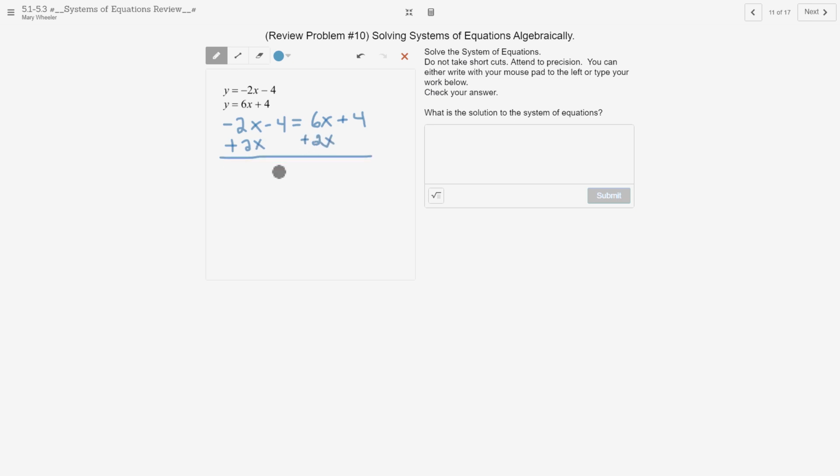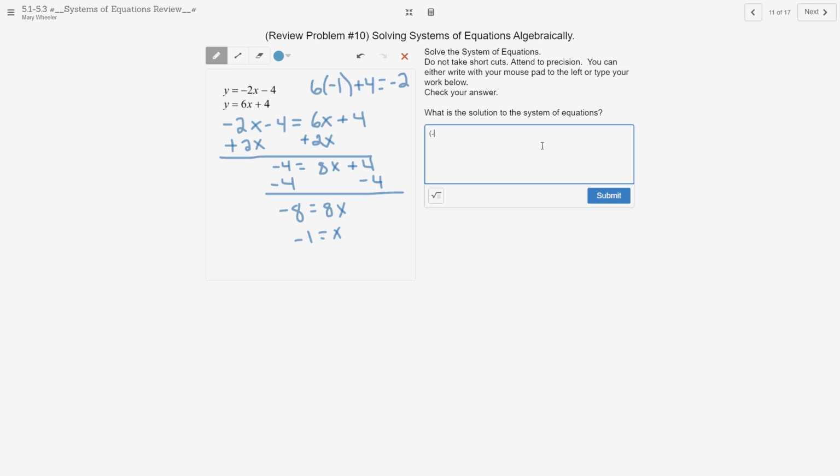And when I do that, I get negative 4 equals 8x plus 4. Subtract 4. Negative 8 equals 8x. X is going to be negative 1. I'm going to plug it into one of those equations. 6 times negative 1 plus 4. That's going to give me negative 2. And I'm going to get, as my solution, negative 1, negative 2.